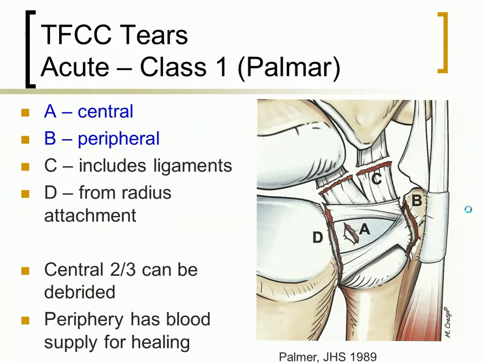The Palmer classification for acute tears of the TFCC include 1A, which is a central tear, and 1B, which is a peripheral tear. These are the most common. Similar to the meniscus in the knee, central tears are debrided because there is little blood supply for healing, and peripheral tears are typically repaired.